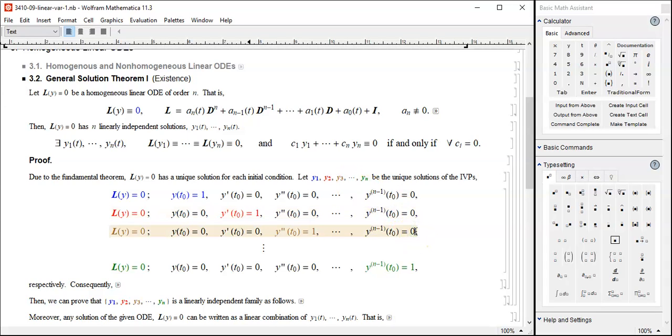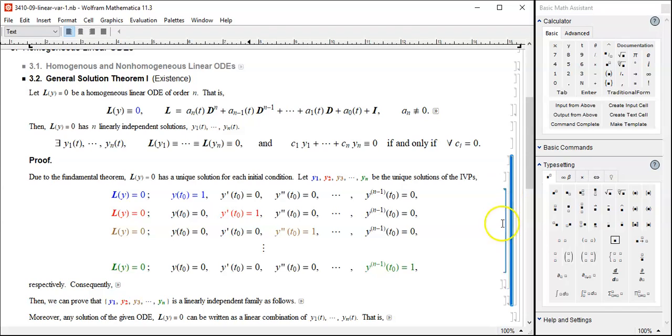Similarly, we can consider this IVP, initial value problem, same ODE, and the initial condition is like this: y of t0 is 0, y prime of t0 is 0, second derivative is 1, and all the other derivatives all zeros. We can just repeat it. Here's the last entry there. Same ODE. Everything is 0. Original, first derivative, second derivative, they're all 0, except for the last one here. The n minus first derivative is 1. So this IVP has a unique solution, and we're going to call it yn, respectively.